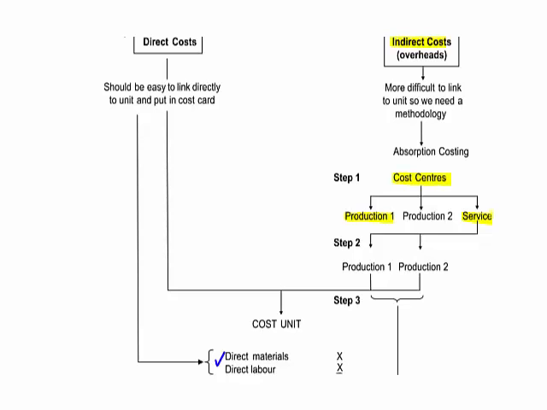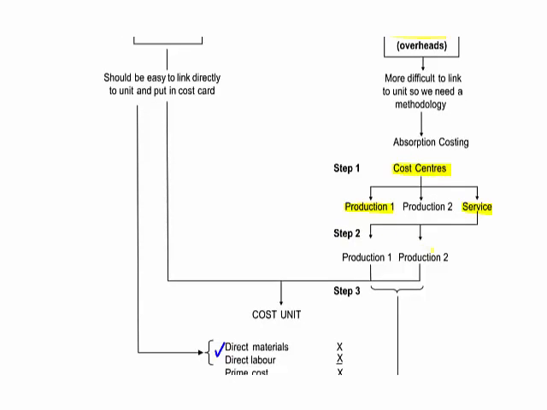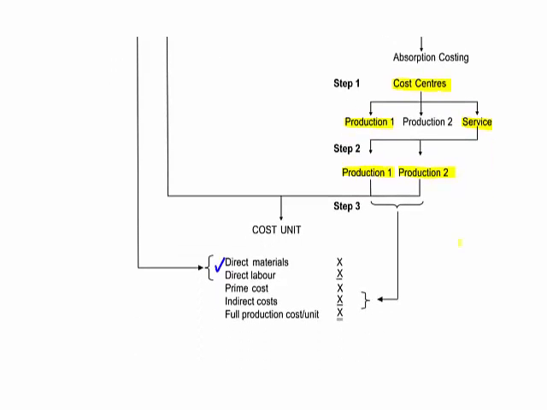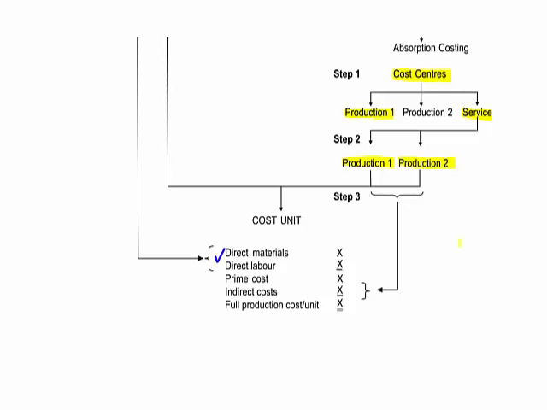What we need to do then is, in step 2, we need to reapportion our service centre overheads so that we just end up with an element of fixed overheads in the production cost centres of the business. And that is so we can then use the final step, which is to allocate fixed overheads for each of the production centres into the cost card. So we're going to end up with a fixed overhead charge for production department 1 and a fixed overhead charge for production department 2 as our indirect costs, which will be added to the prime costs to give us the full production cost per unit.